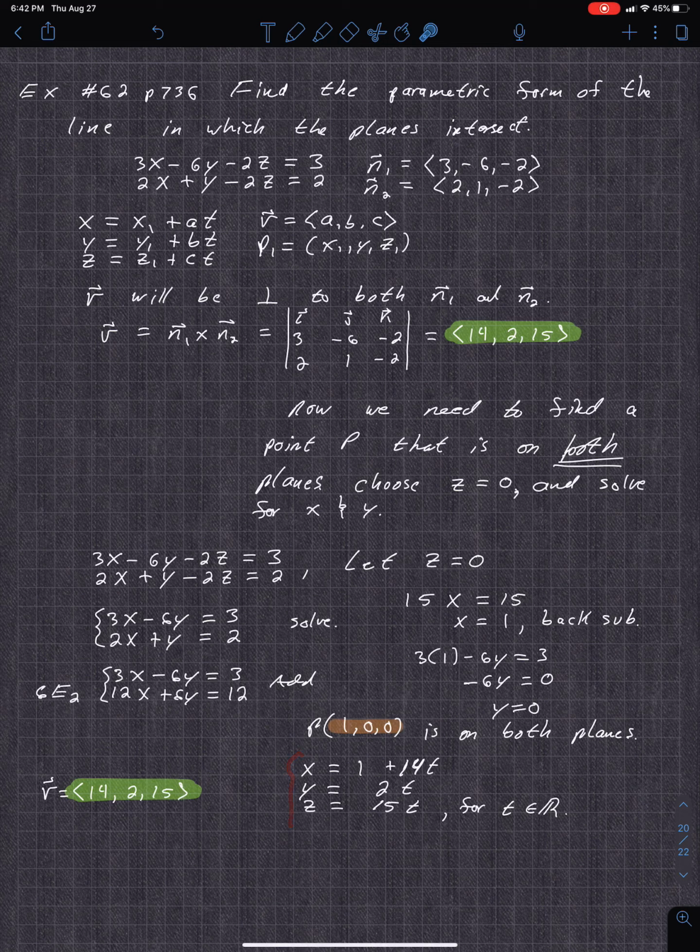We found our direction vector, and you substitute into x, y, z. I know I went through that quickly, so I apologize. We'll do more of these questions in our problem sessions next week.